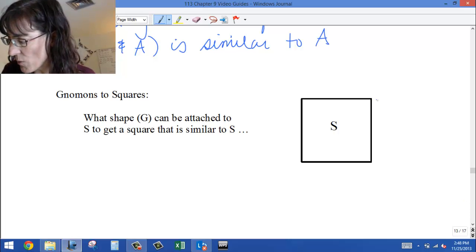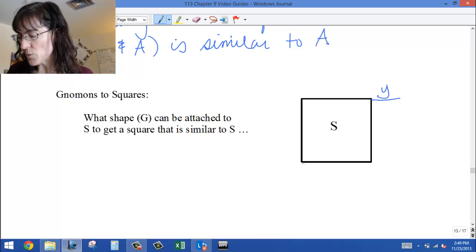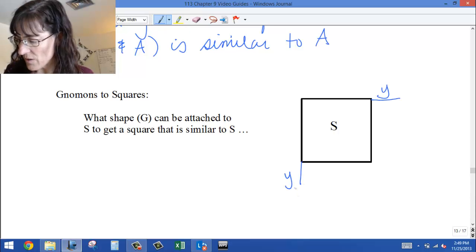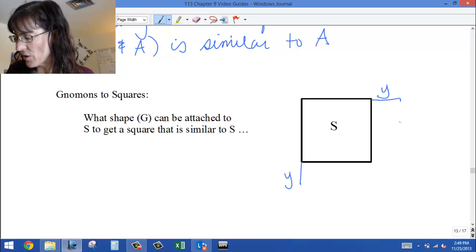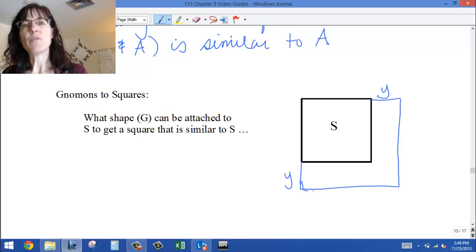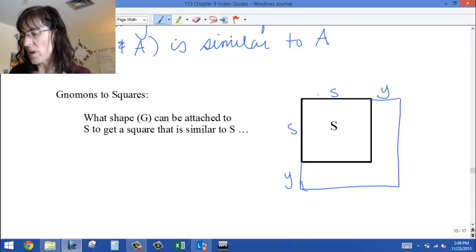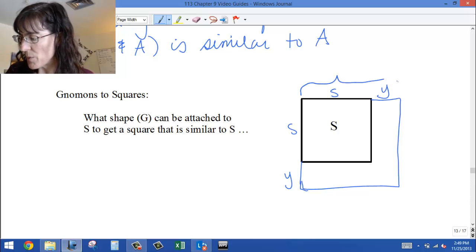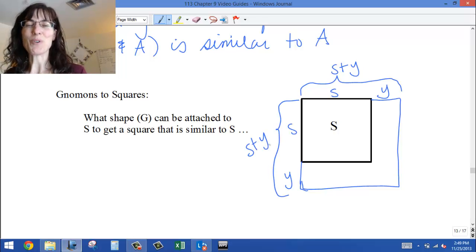So I'm thinking, well, if I add something that's length y onto the edge of this square, I also have to add it onto this side so that the two sides stay the same length as each other. And then I can just make this shape here and fill out. And now I have a square that, say this is S, which means this side is S as well. Then my new shape has a side that's S plus Y, and the other dimension is also S plus Y, as it should be for it to still be a square.